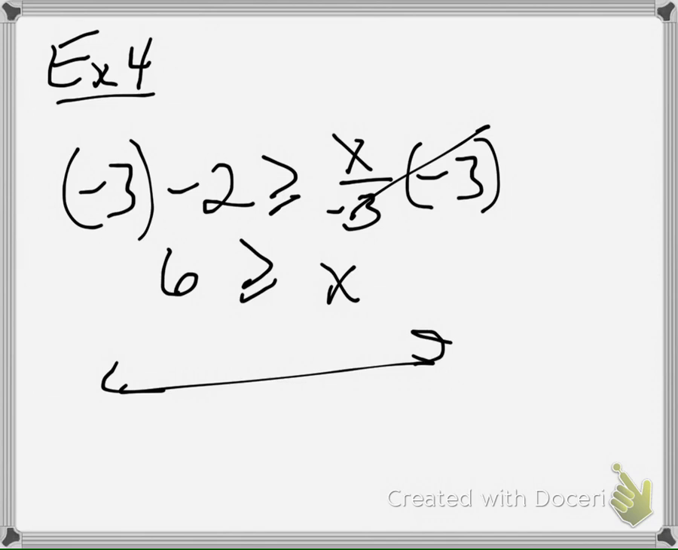And I'm going to put my 0 and put my 6, and a closed circle because it's or equal to. Now I look at my x and I say, okay, is that x bigger or smaller? Well, it's got the little point to it, so it is smaller than the 6. So that means I'm going to shade to the left of the 6.